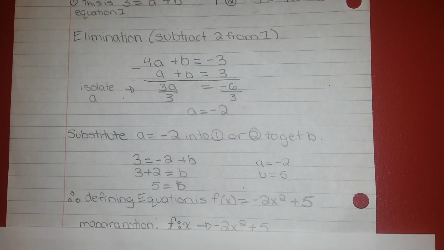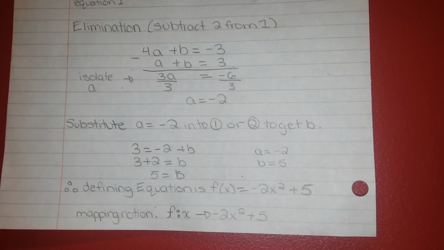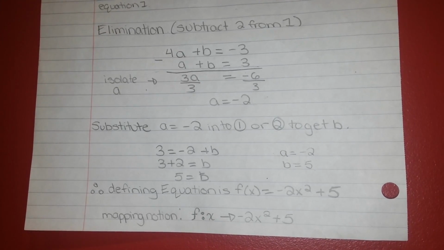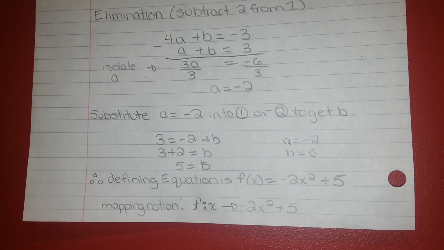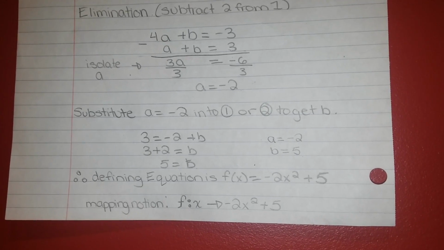We're not finished yet. Now we need to put this into mapping notation. In mapping notation, the formula is f colon x transforms into -2x squared plus 5.